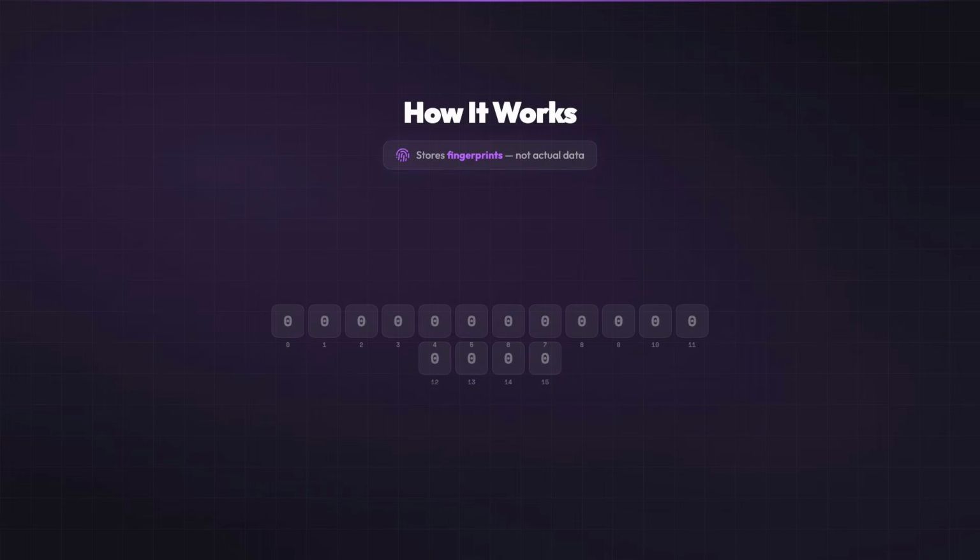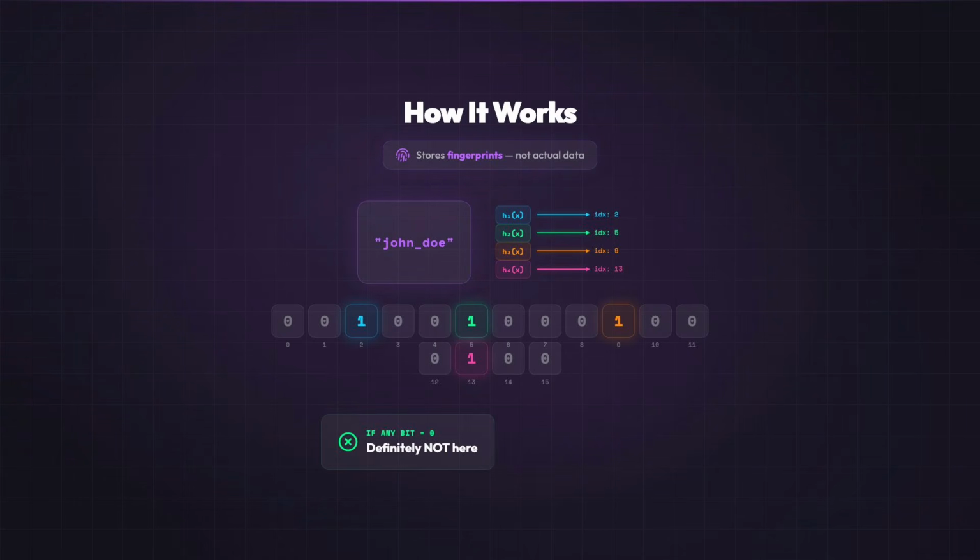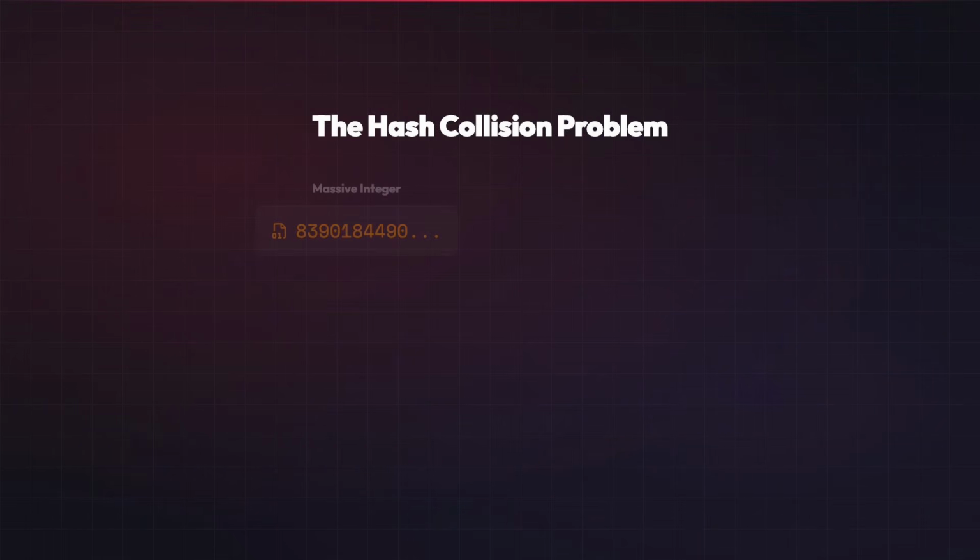A Bloom filter does not store actual data. It stores fingerprints. You hash each username with multiple hash functions, then flip the corresponding bits to 1. When checking, if any bit is 0, it is definitely not there. If all bits are 1, it probably exists. Notice the word probably. Why multiple hashes?